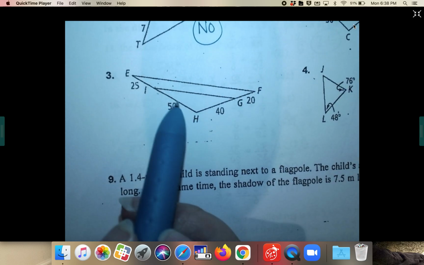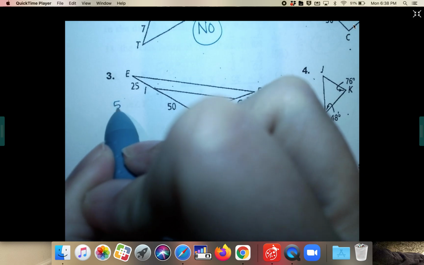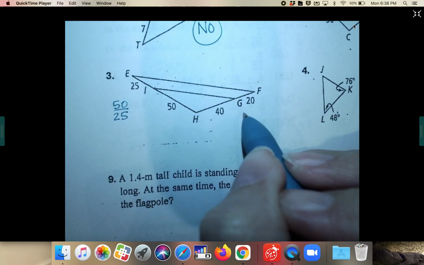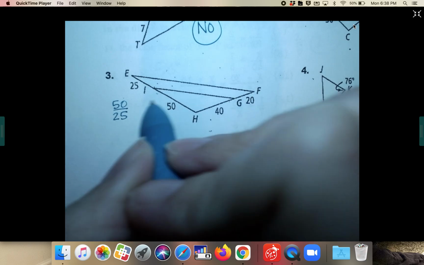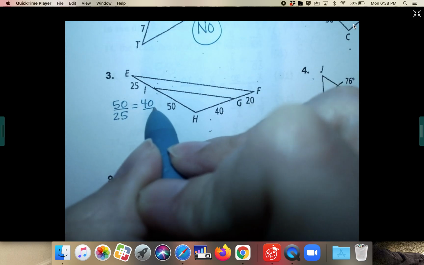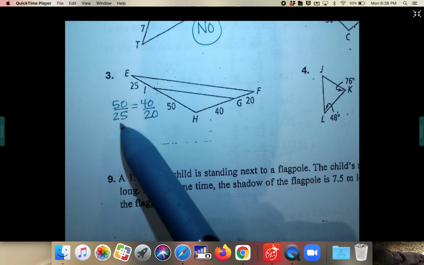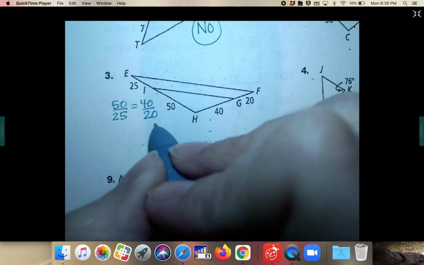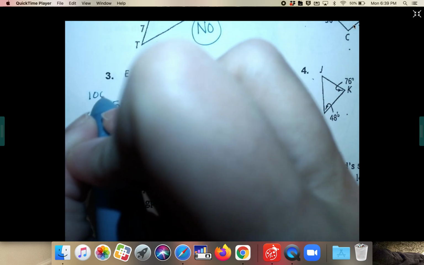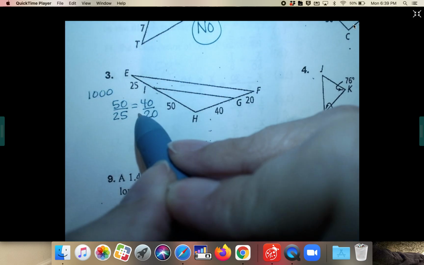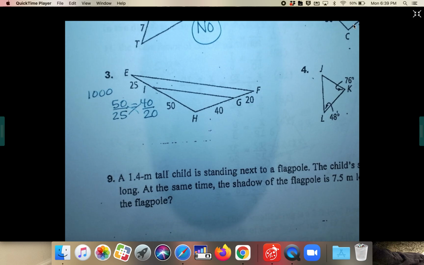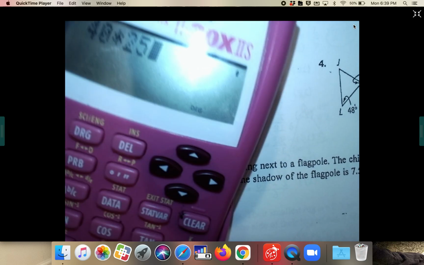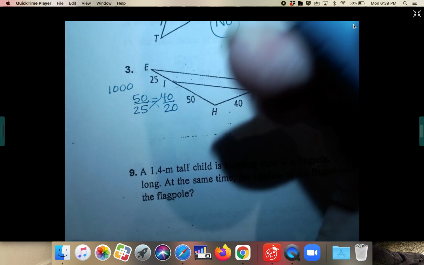Okay, 50 to 25 and 40 to 20. Let's see. I have no idea what that is. 50 times 20 is 1,000, right? Let's see what 40 times 25 is. 1,000. So this is a yes.